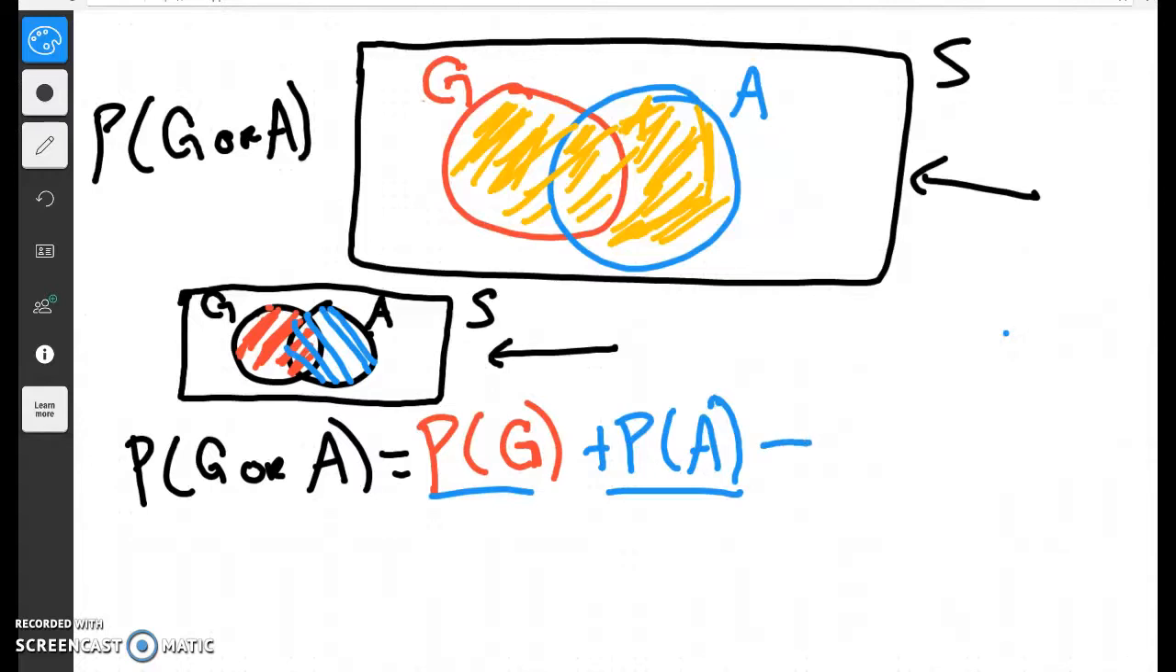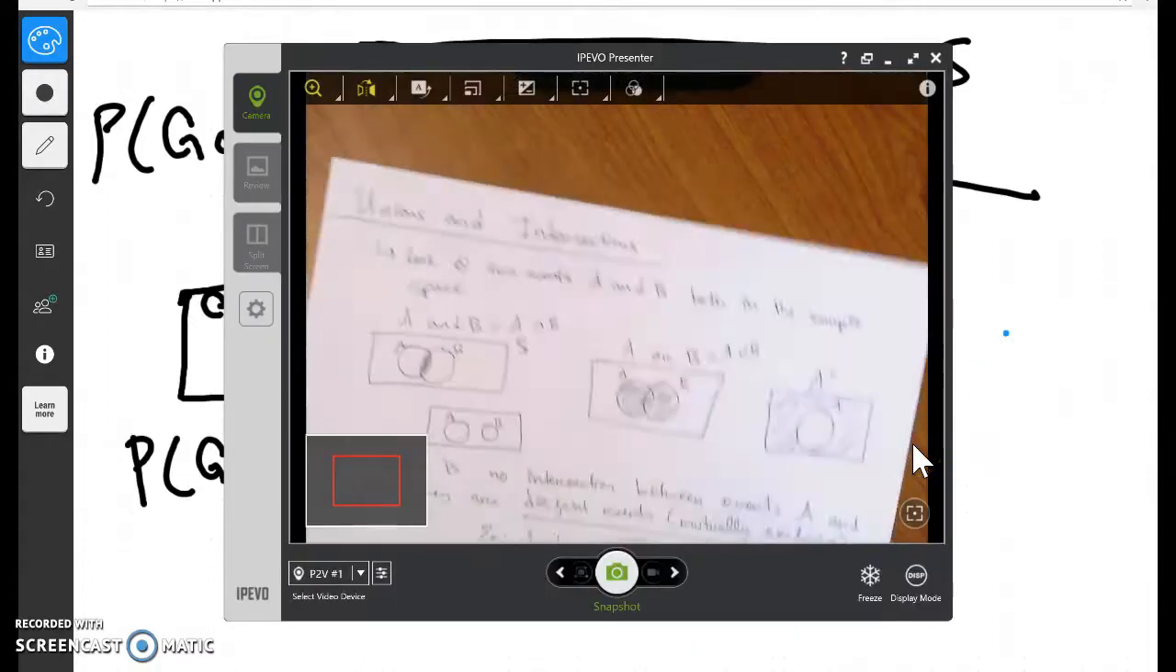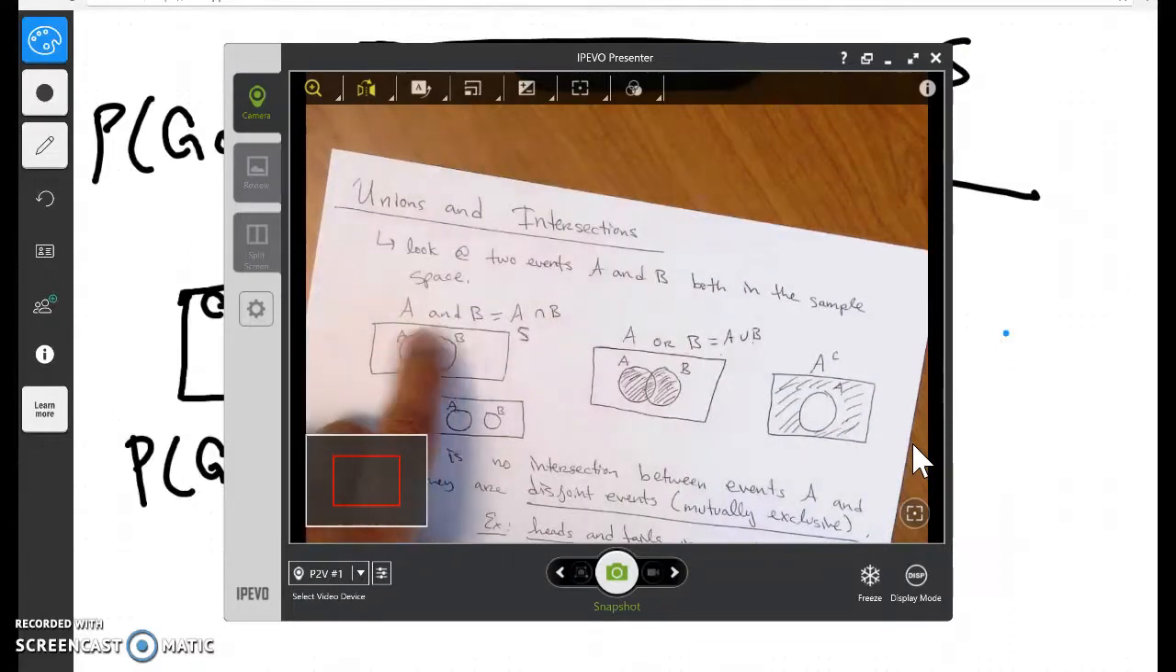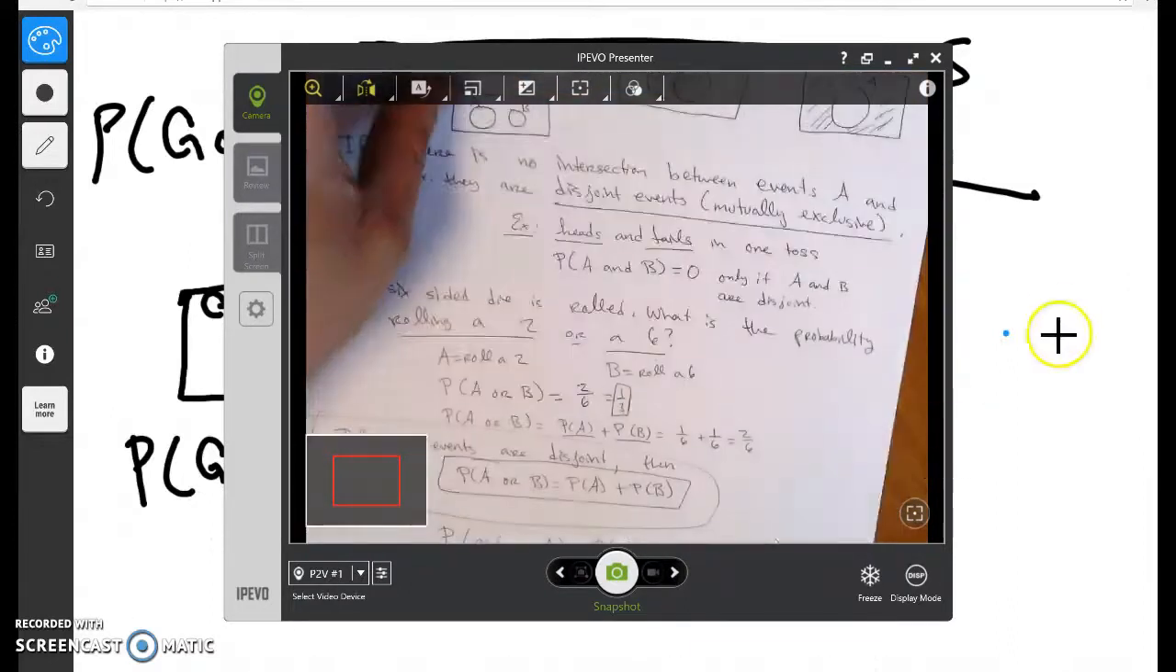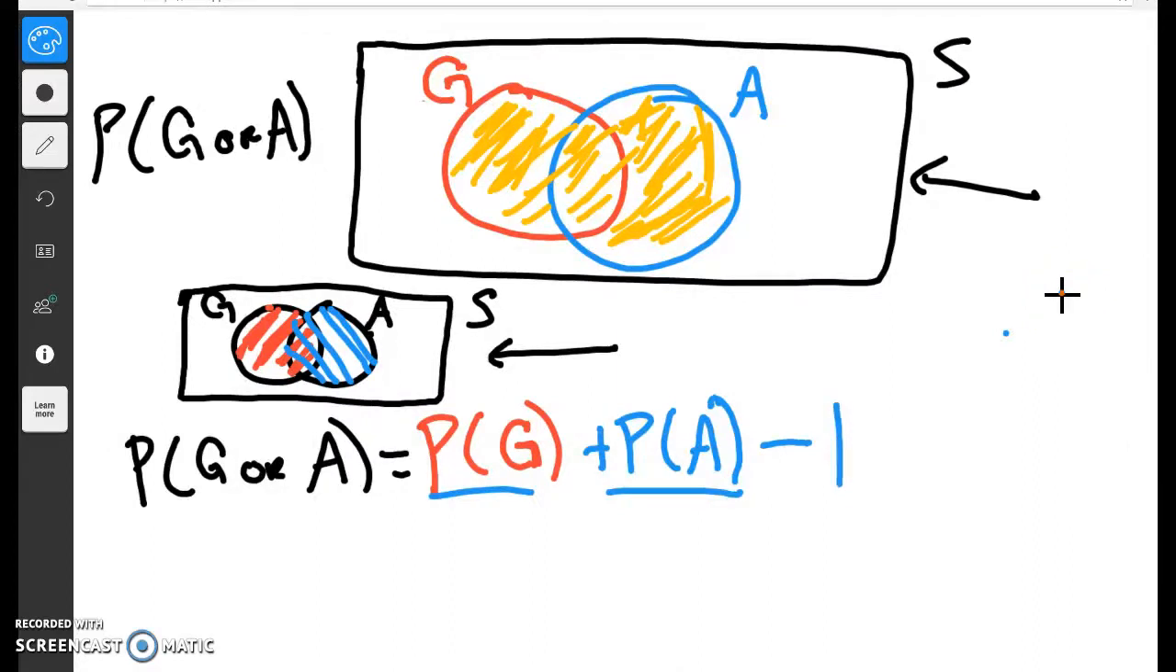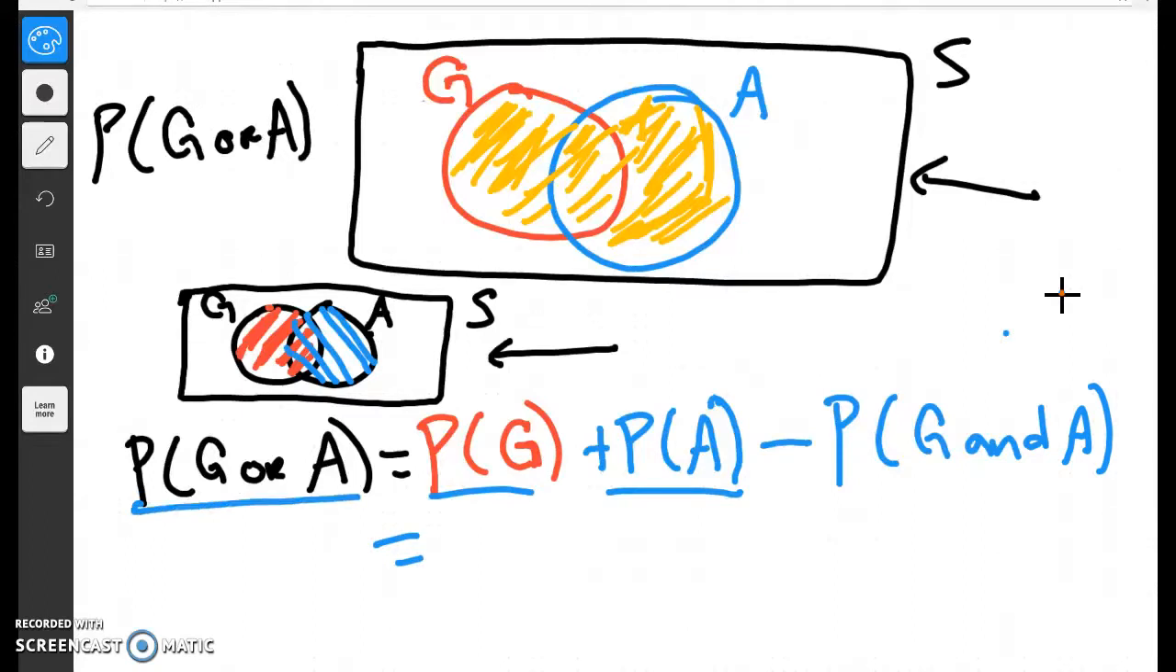And the middle piece, if you remember, is what we called the intersection, the A and B. So I'm going to subtract the probability of getting a girl and an A student. Exactly. That is going to give me the probability of a girl or an A student. So that's what I want to figure out. For all my visual learners, this is how you see it visually. This is where the formula comes from, and I'll show you what the formula is.